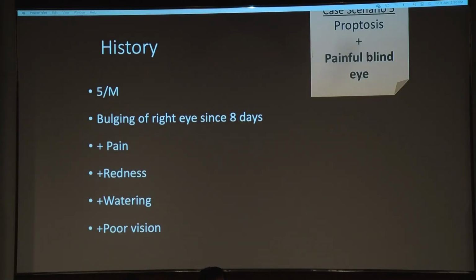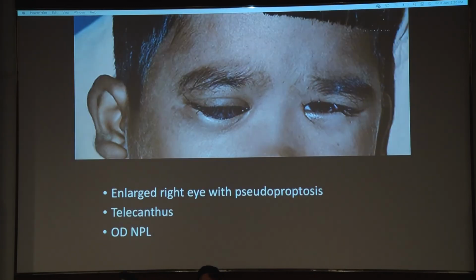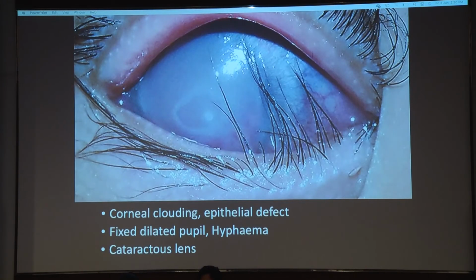Now, a 5-year-old child presented with bulging of the right eye associated with pain, redness, and watering. He actually had an enlarged right eye which was causing the pseudoproptosis, but there was no perception of light in the right eye. On a close examination, there was corneal clouding with hyphema in the anterior chamber and a fixed dilated pupil with a hazily seen cataractous lens.